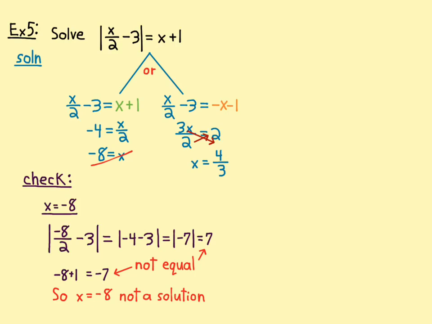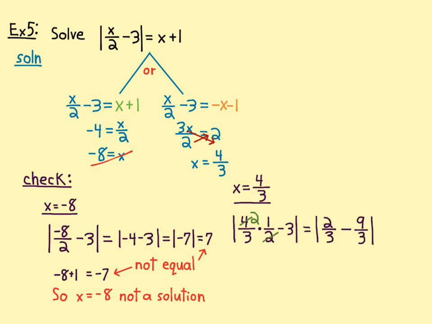4/3 may be a little harder to check. Not really. A half of 4/3 is 2/3. But I wrote it out for you anyway, right? And then I put the minus 3, I wrote as minus 9 over 3. I just multiplied by 3 over 3. Why? So that I can combine those two fractions. So I get minus 7/3. Absolute value of that is 7/3.